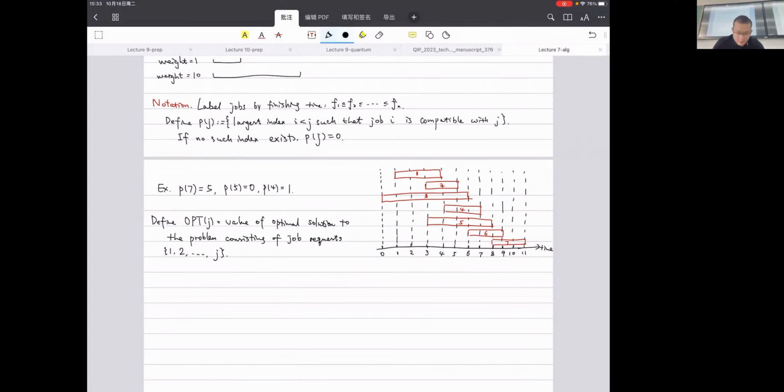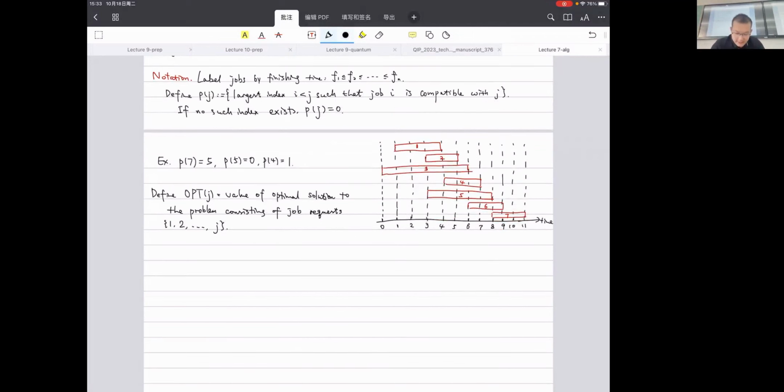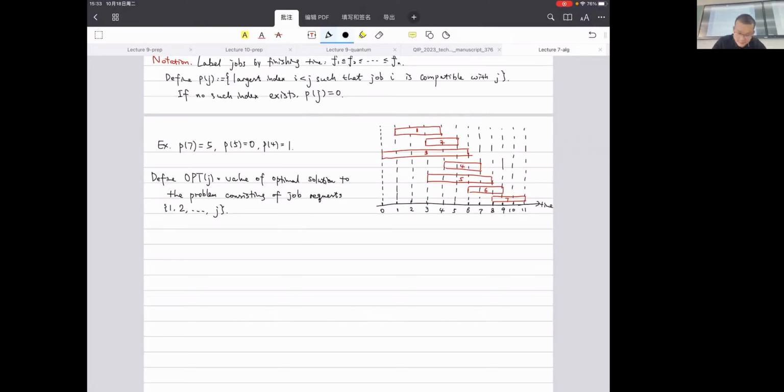Okay, this is still more of a definition, so let's think a little more. Let's delve into this and think about what the strategy is, what is going to happen for this optimal solution. In terms of OPT j, it has only two scenarios. It chooses job j, or it doesn't choose job j.